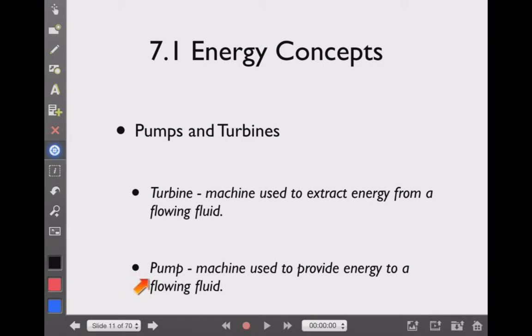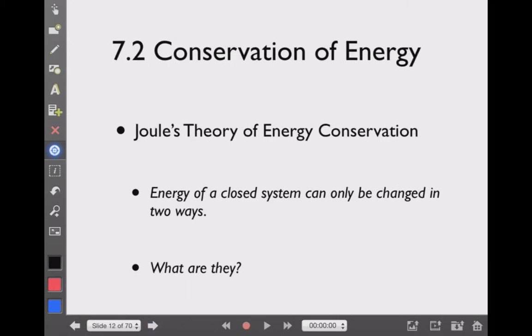The pump, on the other hand, is a machine used to provide energy to a flowing fluid. And so a great example of this is a water pump in your home. For those of you who have lived with well water that comes from a physical well, you need a pump to pump that water up to your house and to create enough pressure to use in your home. So that's it for section 7.1. I'm going to continue on with 7.2 quickly here.